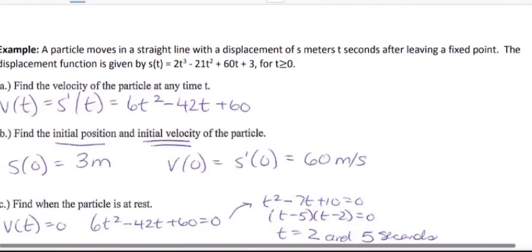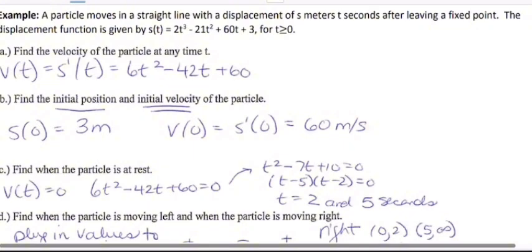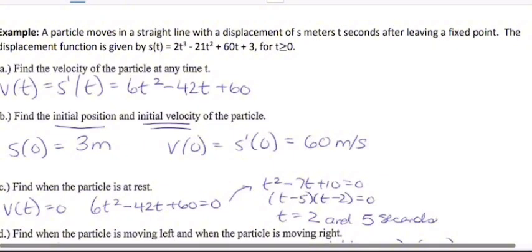Now let's go into the application. Don't forget, we're still on the application of derivatives as it applies to motion. And of course, the example is coming from the field. A particle moves in a straight line with a displacement of s meters t seconds after leaving a fixed point. The displacement function is given as that. You can see right now, the displacement function is a function of time. It's a cubic here, right? And of course, for t greater than or equal to 0, the time is non-negative. That's what it means.